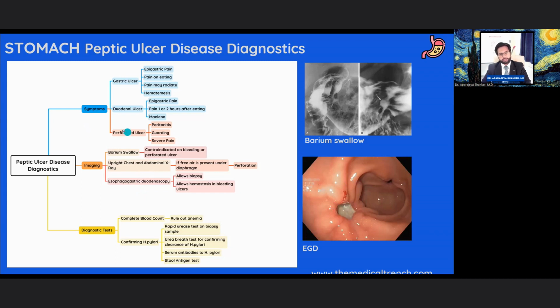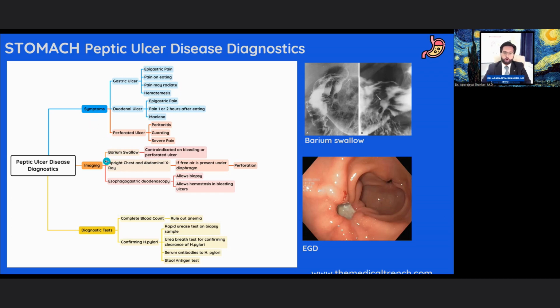But if, for example, this patient comes to you with these perforated ulcer symptoms, peritonitis, guarding, and severe pain, then you need to do an upright chest X-ray and not do a barium swallow, because a barium swallow is the ingestion of contrast material. And in any case where you have a perforation or you suspect a perforation, you should not use barium at all, right?